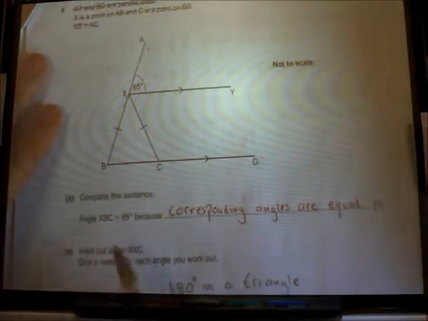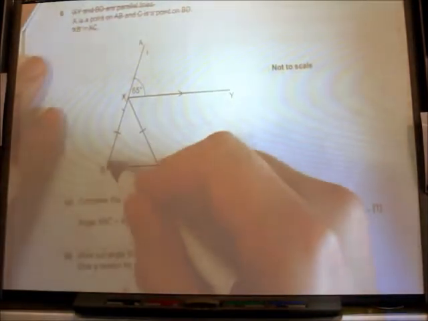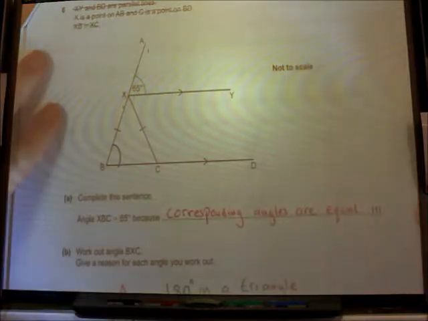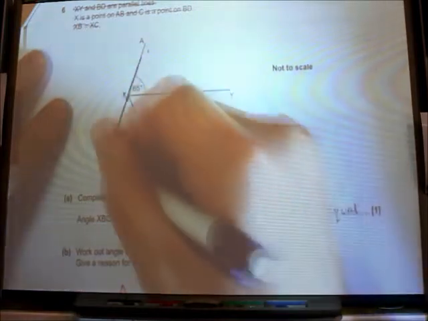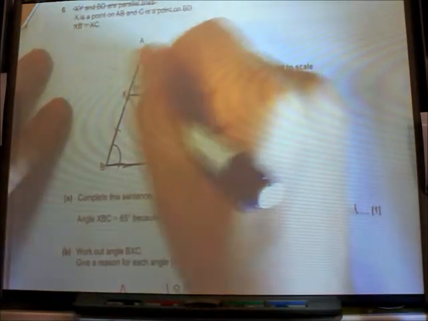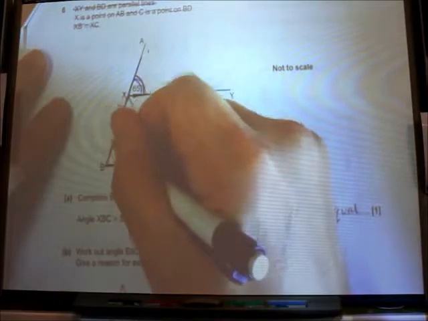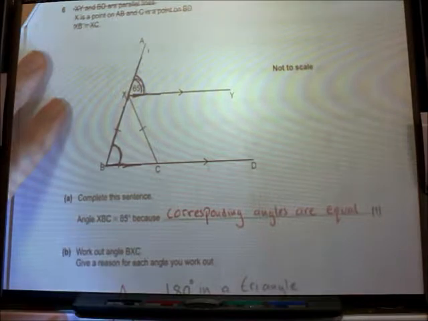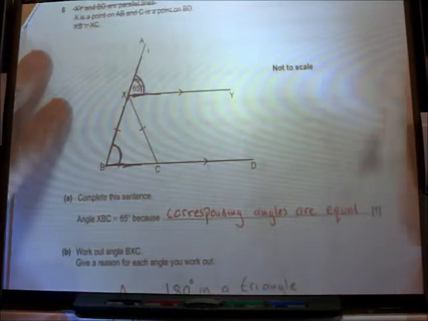Complete this sentence. Angle XBC. So let's do that. X to B to C. So that means the angle is there. It is 65 degrees because there's only one mark, and the easiest way of showing that is saying it's a corresponding angle. I'll show you, a corresponding angle is an F angle. So if we look at this, I'm going to draw an upside down F. So that angle there is the same as that angle there. And you must say, don't say it's an F angle, it is a corresponding angle. So corresponding angles are equal.